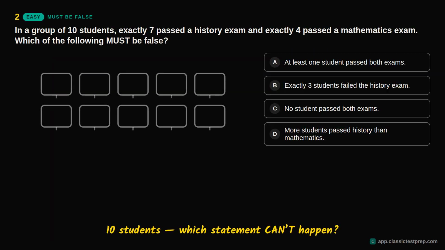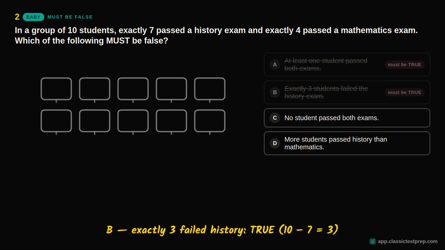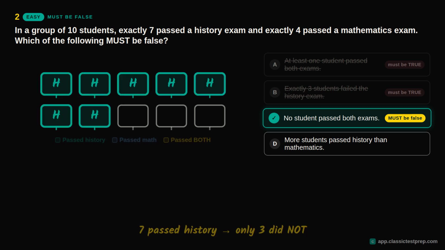In a group of 10 students, exactly 7 passed a history exam and exactly 4 passed a mathematics exam. Which of the following must be false? At least one student passed both exams. That actually must be true. Exactly 3 students failed the history exam. That actually must be true. No student passed both exams. That must be false.